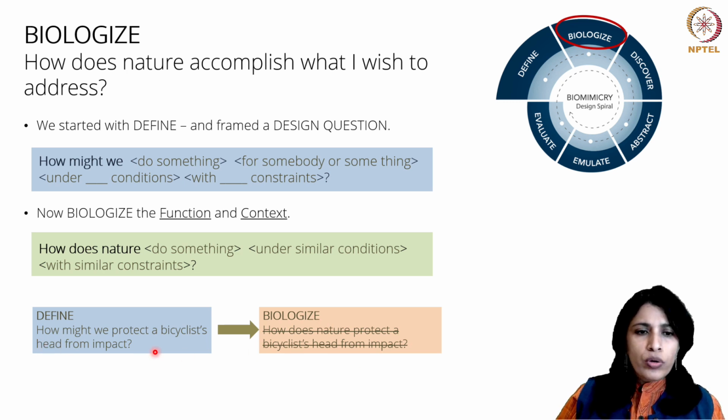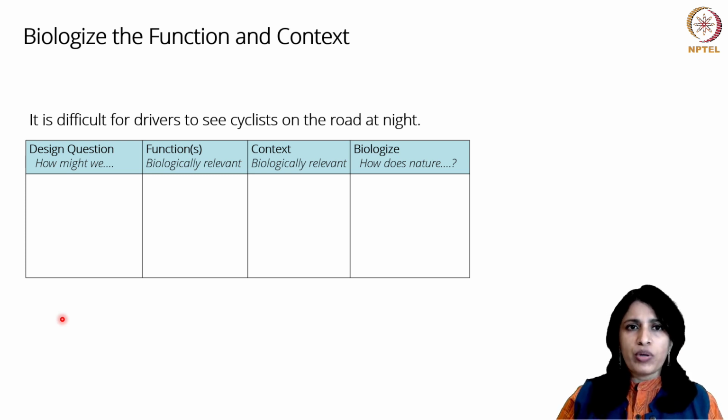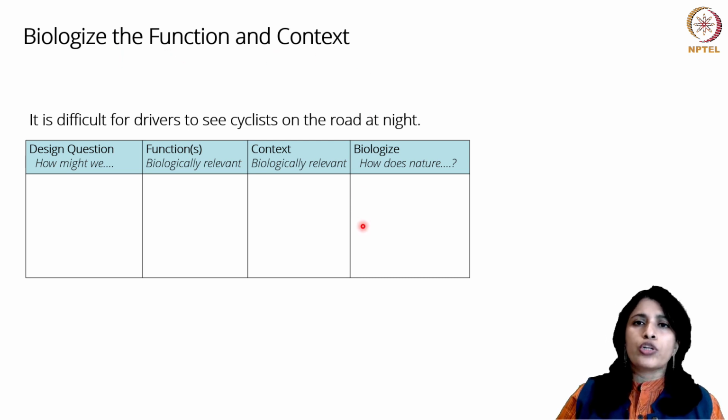So what you will have to do is look at the defined question, identify the function, identify the context and the criteria that you have used, and biologize it appropriately in order to frame a biologized question. And how will you go about doing that? Of course, you will use the biomimicry taxonomy for it. Let's see how that taxonomy will work. How will you biologize the function and context in order to create a how does nature question?